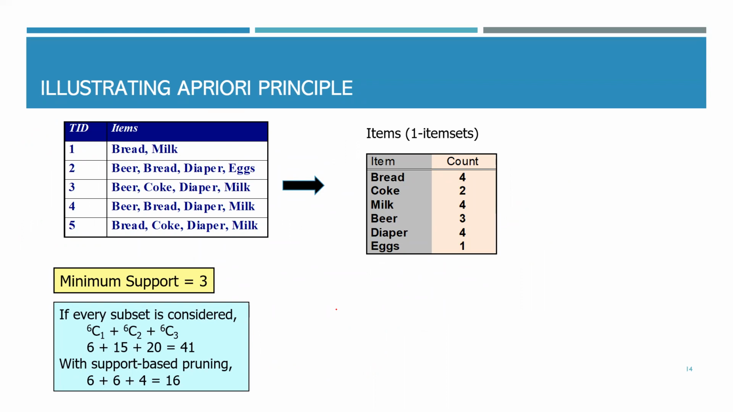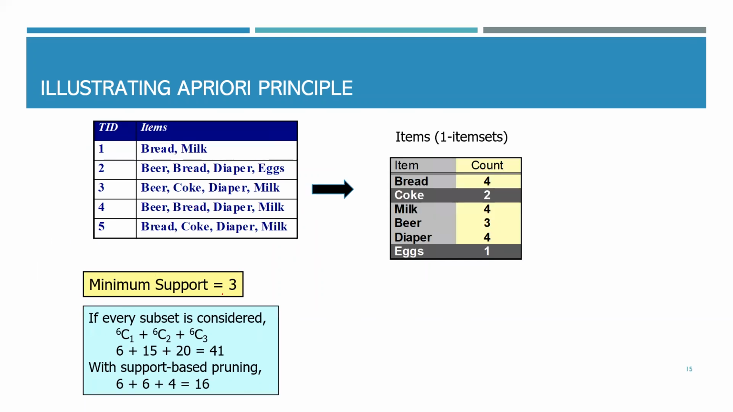Now, for example, this is still the list of transactions. First, we start from the one item sets, and of course we count the support count of each item. For bread, 1, 2, 3, 4, so we have 4. Coke, we have 1, 2, so 2. Milk, 1, 2, 3, 4, so 4. We calculate for each of these: beer, diapers, and egg. Egg is only 1. Let's say we set the minimum support count to 3.